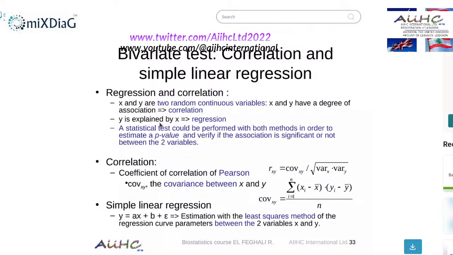So if they increase together and decrease together, or if they are not correlated. If, for example, the violence will increase but the age will remain the same, the age and violence are not correlated. Y is explained by X regression.